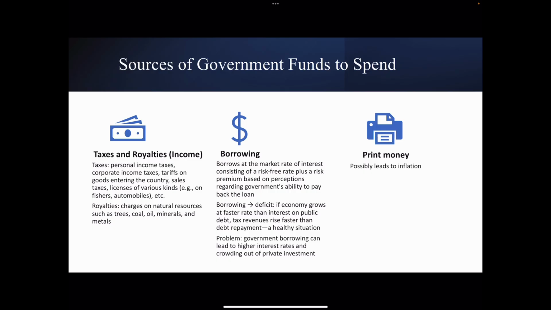Then the government can borrow. It borrows at the market rate of interest, consisting of a risk-free rate plus a risk premium based on perceptions regarding the government's ability to pay back the loan.